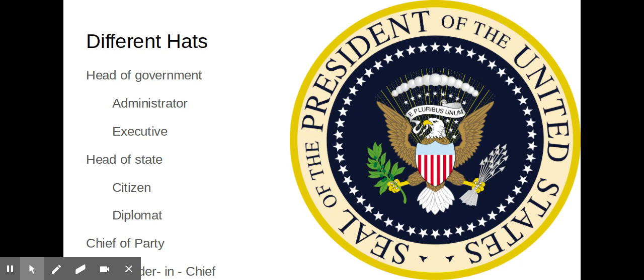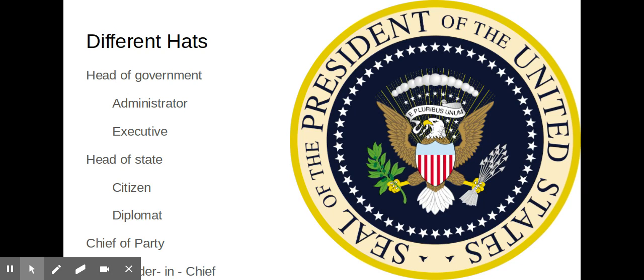He also is the head of state. Now, in many other countries, this is a separate position. In the United Kingdom, it's the Queen of England. In Germany, it's a president. In fact, presidents in some countries are very weak positions, they're just a figurehead. But he also holds the head of state position, and it includes a couple different roles.